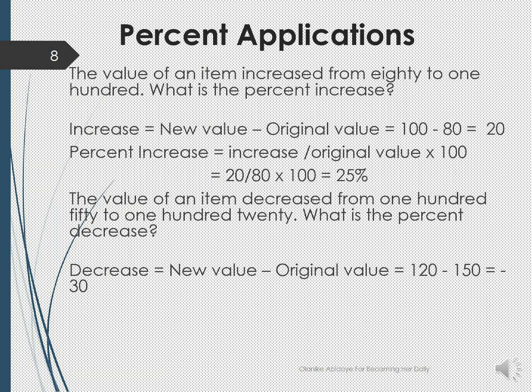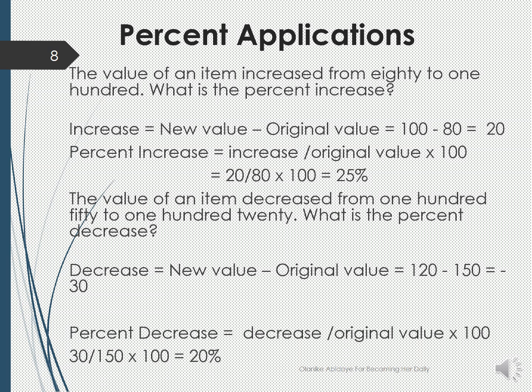Then we can go ahead to find the percentage decrease, and that will just be 30 divided by the original. Which one is the original? 150 in this case. So that will be 30 divided by the original, which is 150, times 100. In this case, it will be 30 over 150 times 100, and the answer is 20%. That means the percent decrease is 20%.